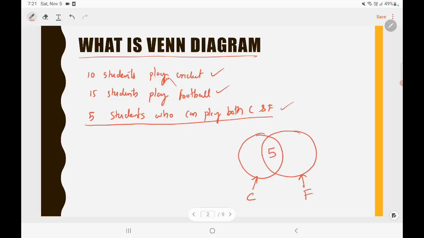Then it is said that 10 students can play cricket. So this is the circle that represents cricket. Already we have written a 5 here, so here it will come 5. So in total it will be 5 plus 5, 10 students who can play cricket. Now we know that there are 15 students who can play football, right? We have already written a 5 here, so it will come 10 here. So inside this circle there are a total of 5 plus 10, 15 students who can play football. So this is how you need to represent a given set of data in a Venn diagram.